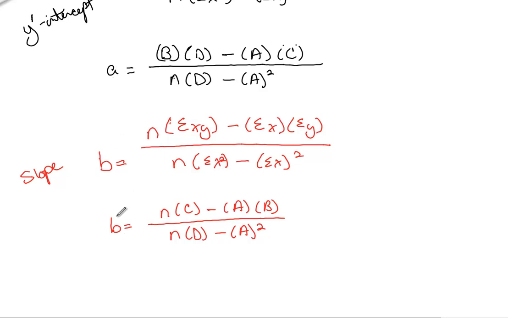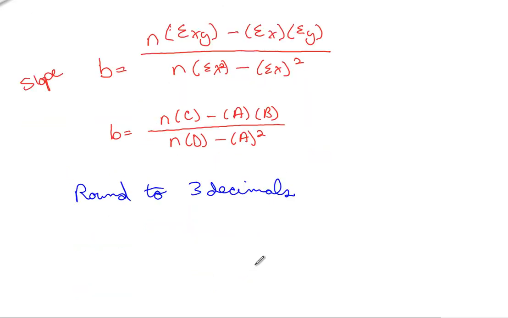We want to make sure that whenever we're doing this, we always round both of these to 3 decimals. Okay, this is the standard procedure for rounding of the regression line.